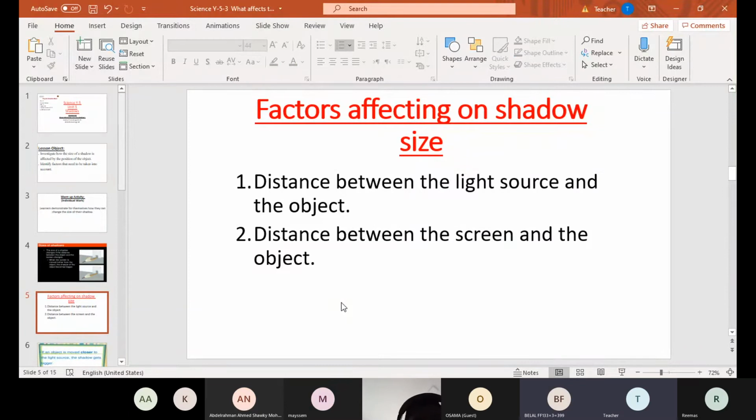Okay, so we have two factors. That is the distance between the light source and the object. Second one, the distance between the screen and the object. Because in both ways, you get different results. When you're near to the screen, the shadow will be smaller. When you're away from the screen, the shadow will be bigger. But with the light source, when you go near to the light source, the shadow will be bigger. But when you go away from the light source, the shadow will be getting smaller.